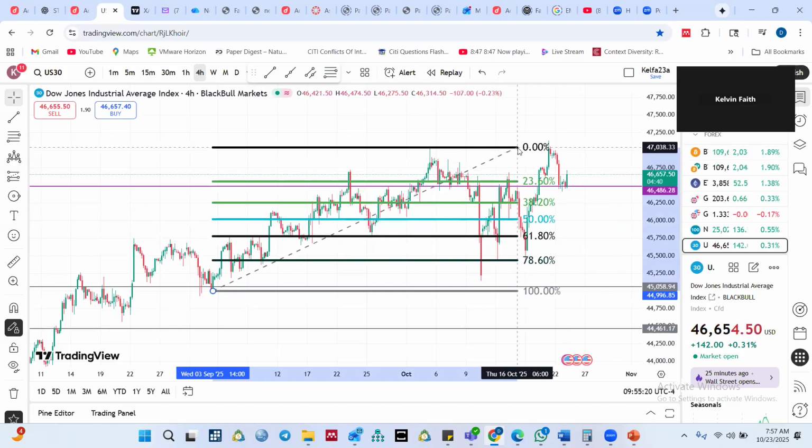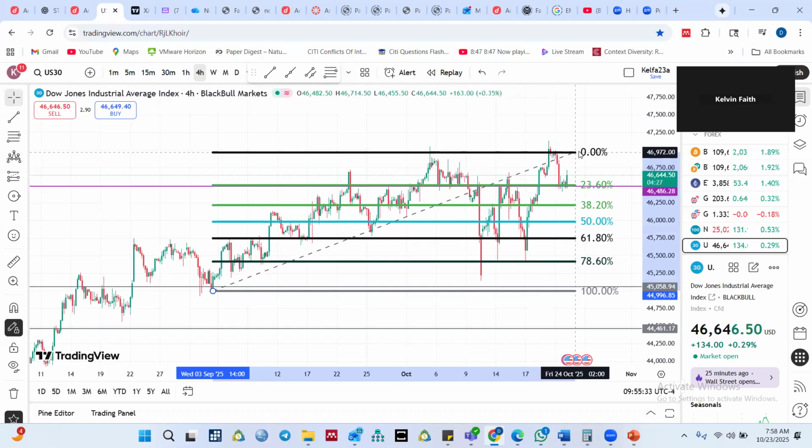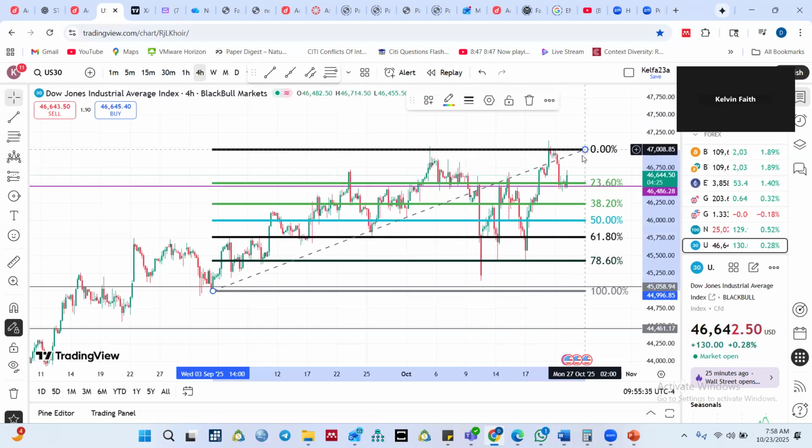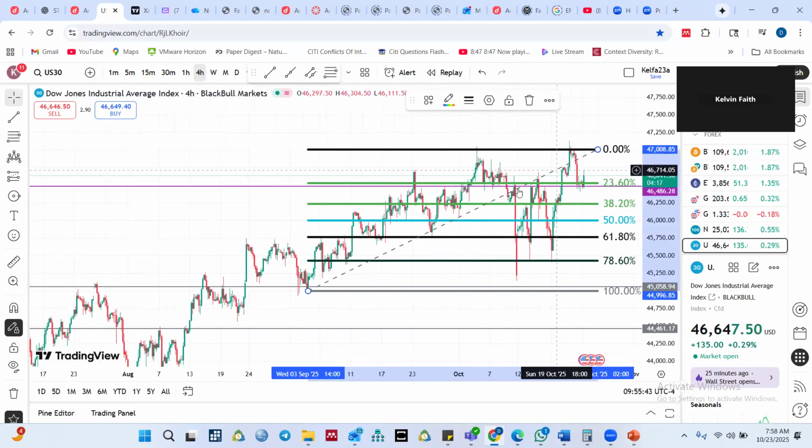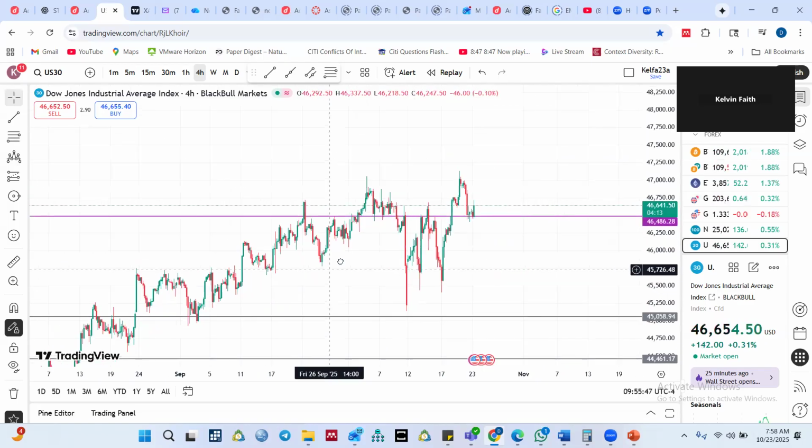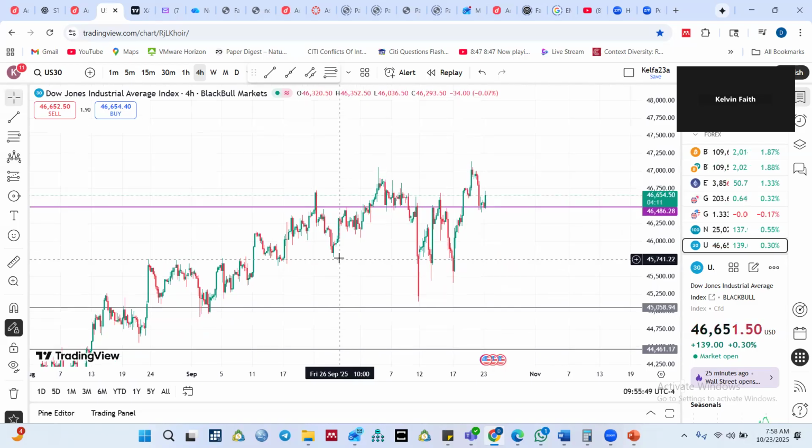Price moved up. We got a pullback to like 78.6%, and price moved up, dropped back again, and then moved up again, and has given us some kind of a new high or relative equal highs. So this is becoming interesting. So what do I want to see here?